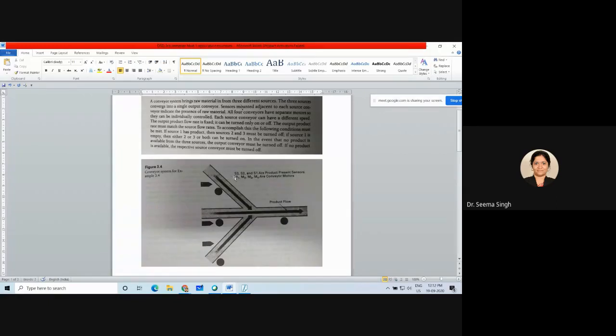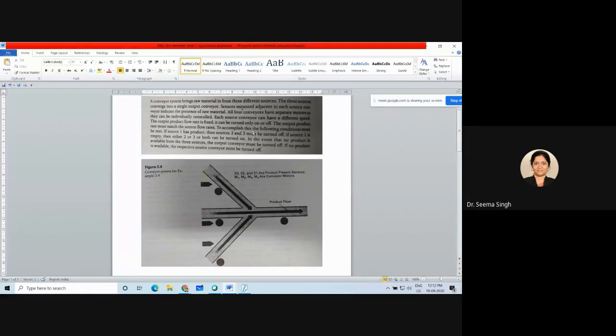As you can see in the diagram, S3, S2, S1 are the product present sensors, and M1, M2, M3, M4 are the conveyor motors. So what does it say? All four conveyors have separate motors, so they can be individually controlled. Each source conveyor can have a different speed. The output product flow rate is fixed, so it can only be turned on or off. We can't alter the speed, but it can only be off or on. The output product rate must match the source flow rate.